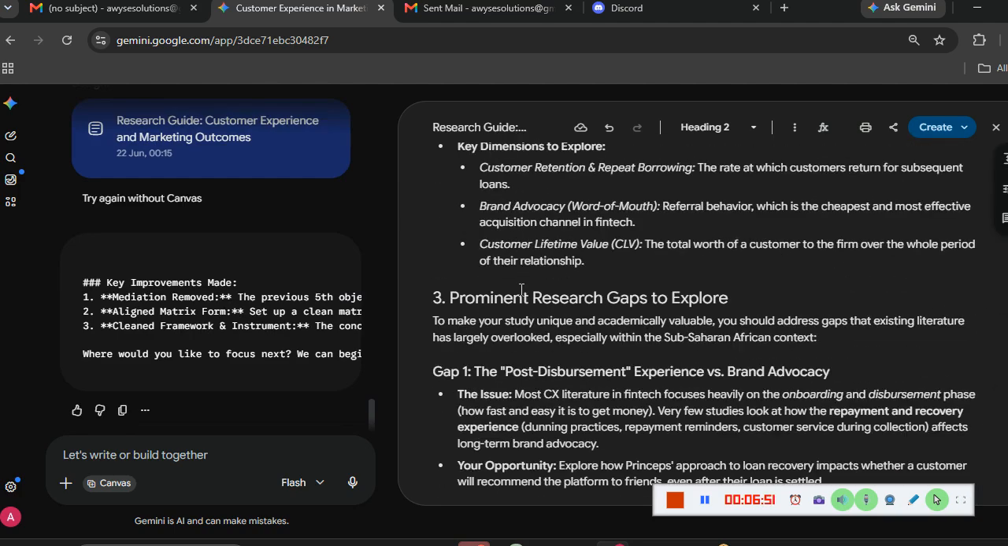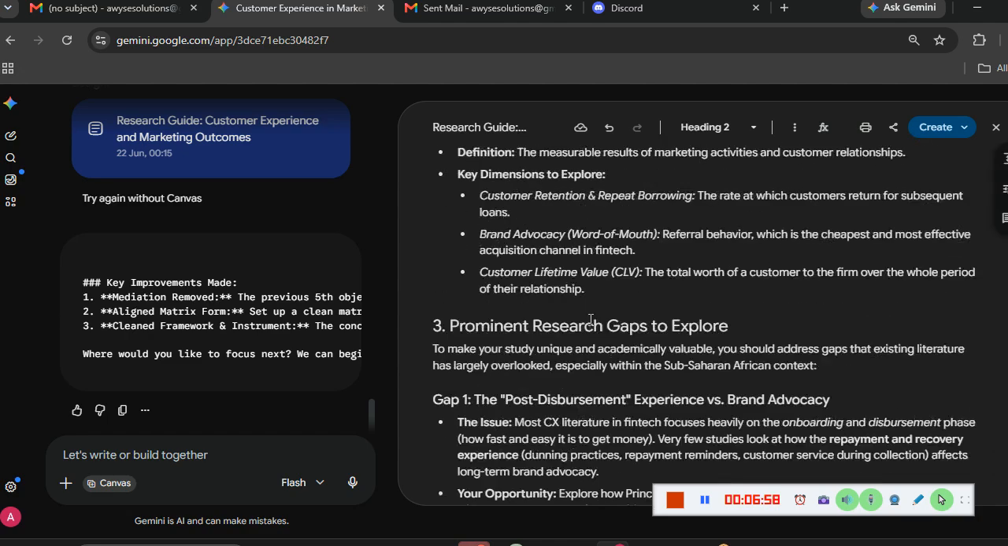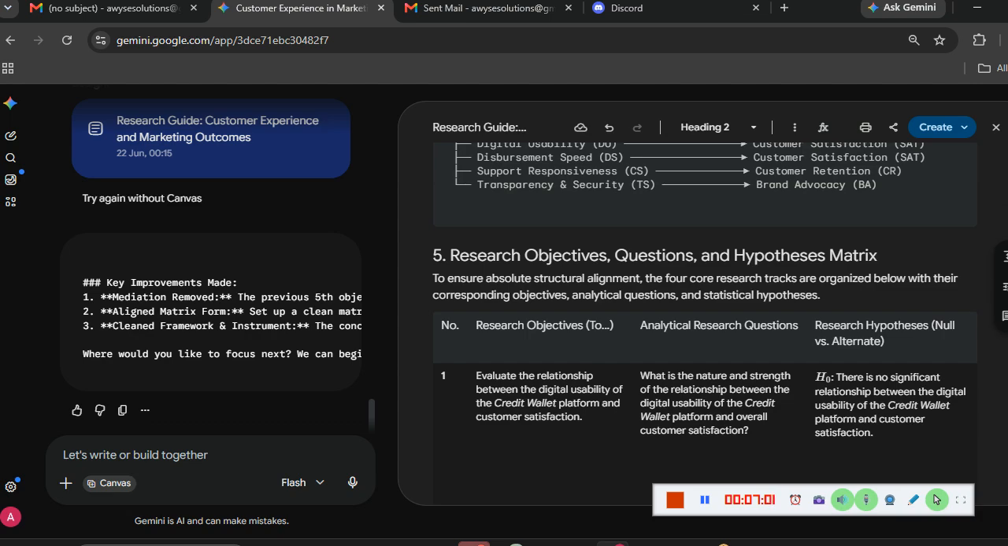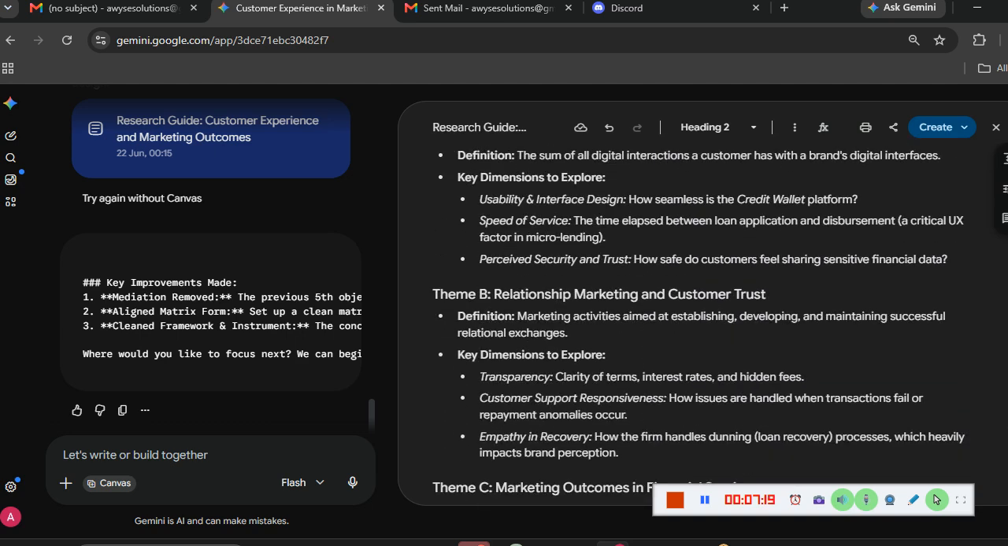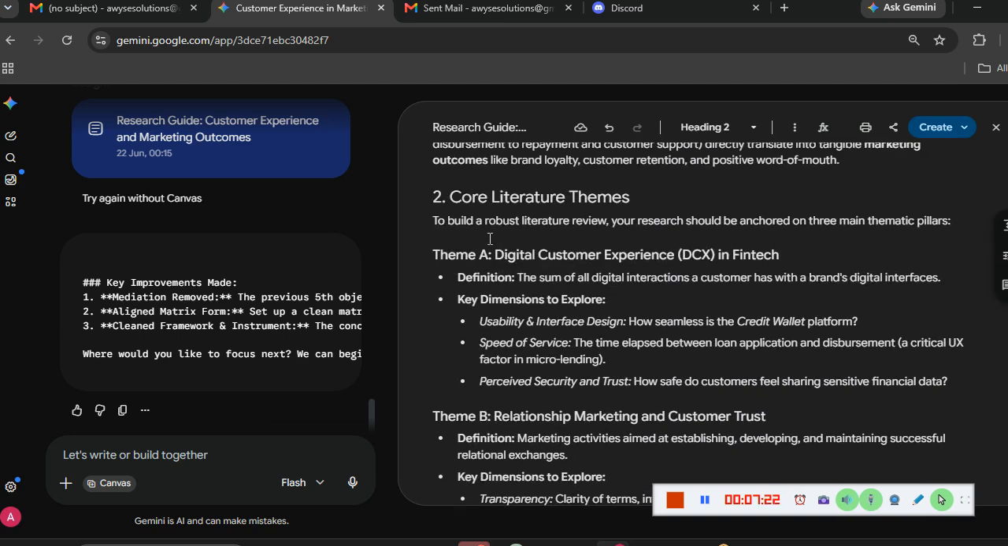So with this, it has already removed the mediating variable, or factor, and consolidated it to just be one. So with this now, it already gives us a guide to the whole research, the introduction, which is the background of study. Okay. Then it went further to give us core literature. That means when I get to chapter 2, these are the concepts I want to research on.